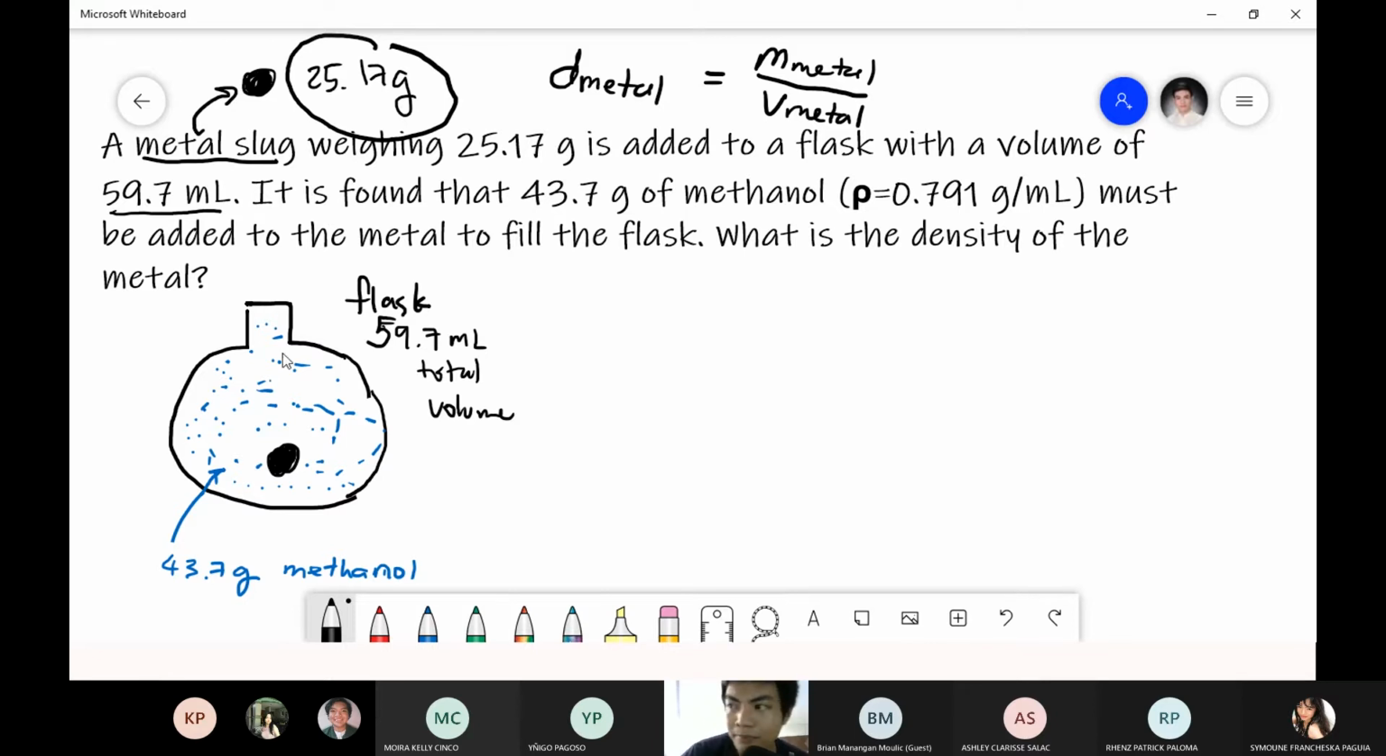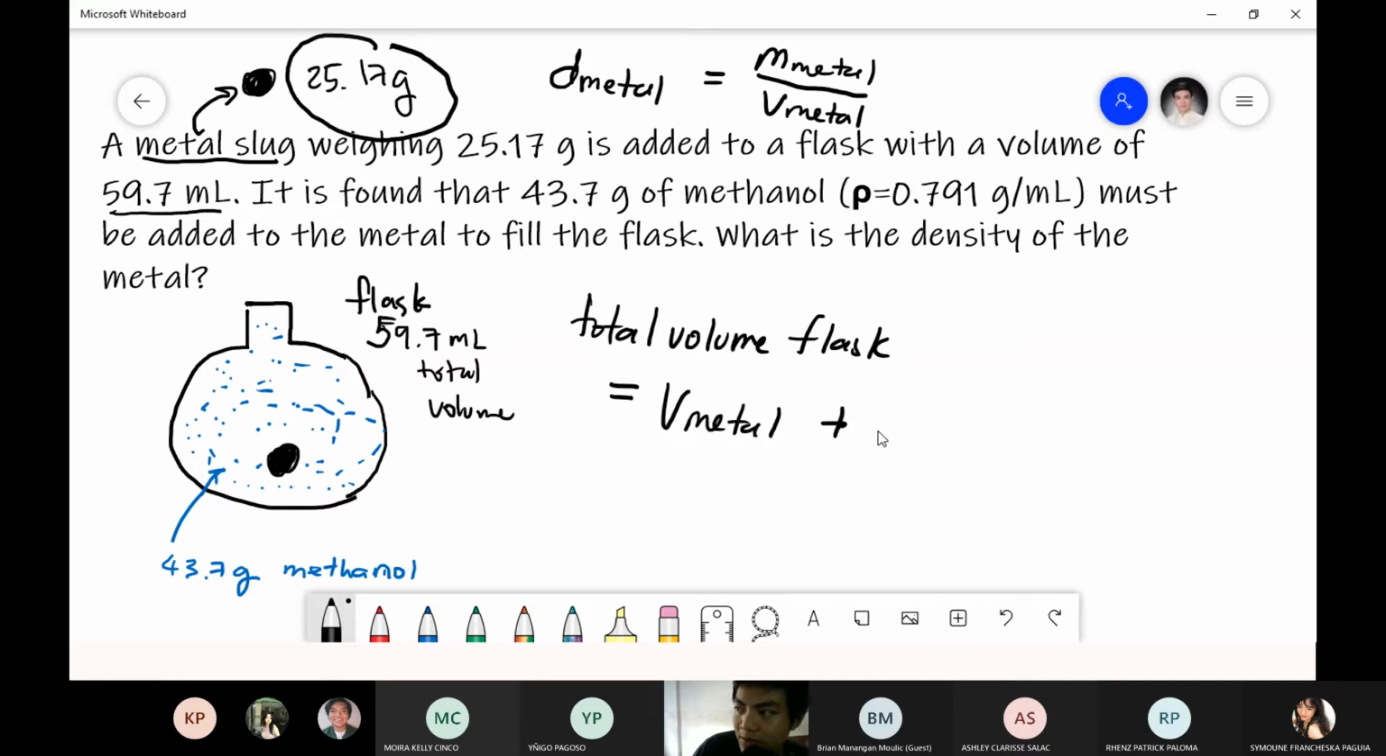So, bale, ang mangyayari, yung total volume ng flask ay yung volume ng metal plus the volume of methanol. So, ganun mangyayari. Kasi yung nasa loob ng flask ay 59.7 ml total. So, yung ilang volume doon kay metal, and then yung iba kay methanol. Okay? So, yun yung idea.